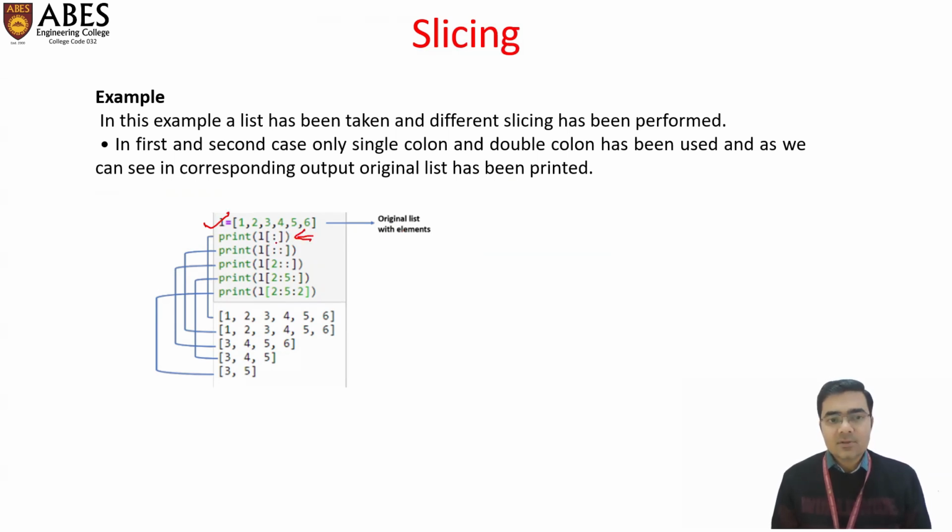If you wish to print a complete list, then you can simply use a single colon. And in the second case, you are using a double colon. So both outputs will be the same. In the first and second case only single colon and double colon have been used, and we can see in the corresponding output the original list has been printed.